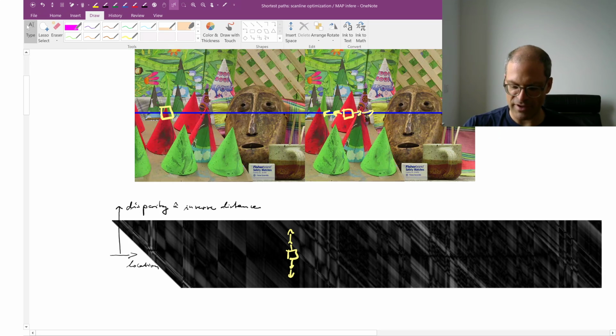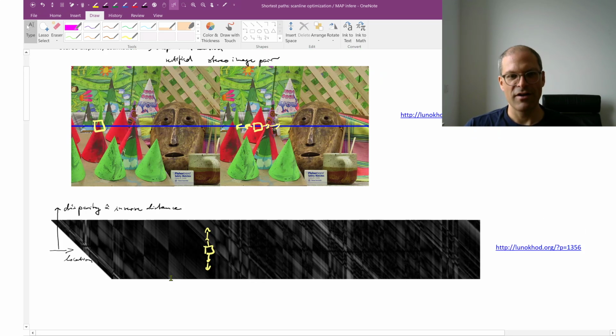Okay, so the important thing is the interpretation of these axes here. On the right axis, left to right, is the location of the reference patch on this blue line segment. And on the other axis, on the y-axis here, is the disparity, and color-coded is the quality of the match. And in this example, black means low cost, and white means high cost.